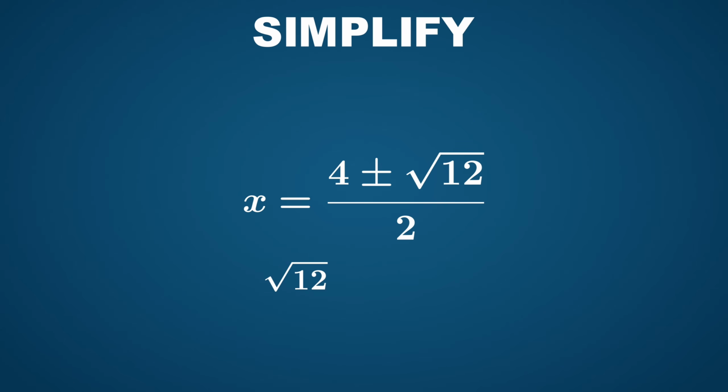The next step is to simplify the square root of 12. To accomplish this, we search for the largest perfect square factor of the number 12. The integer factors of 12 are 1, 2, 3, 4, 6, and 12.